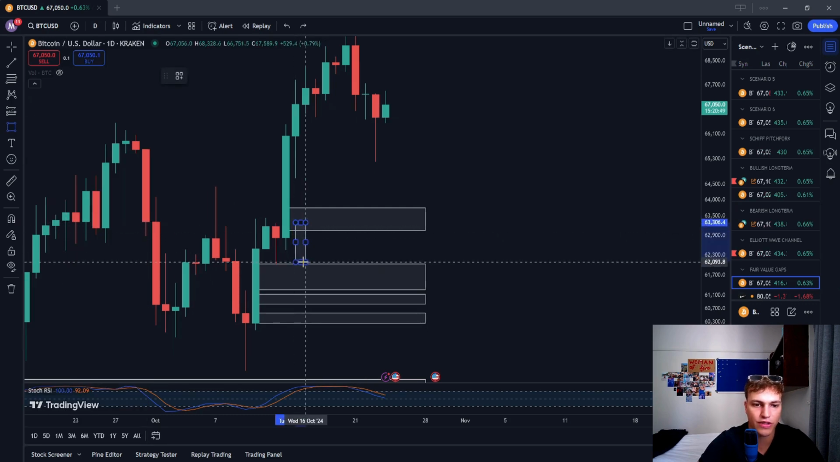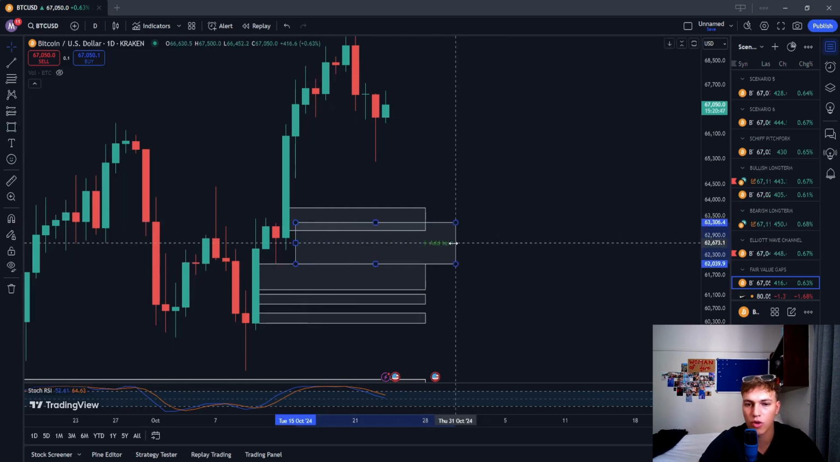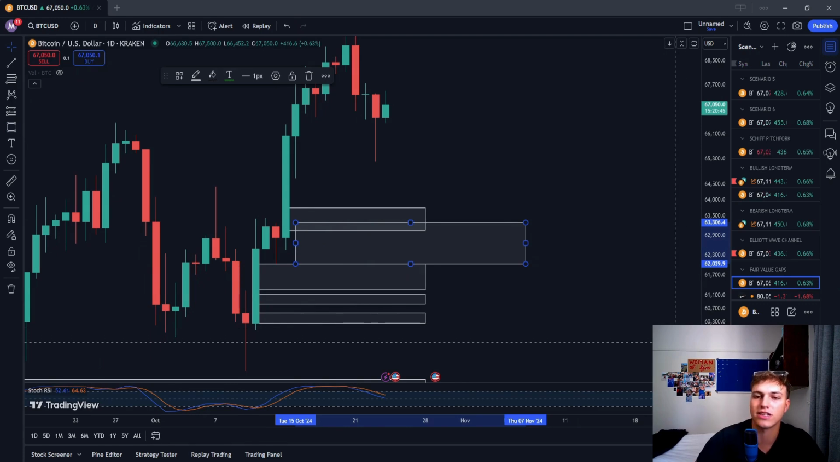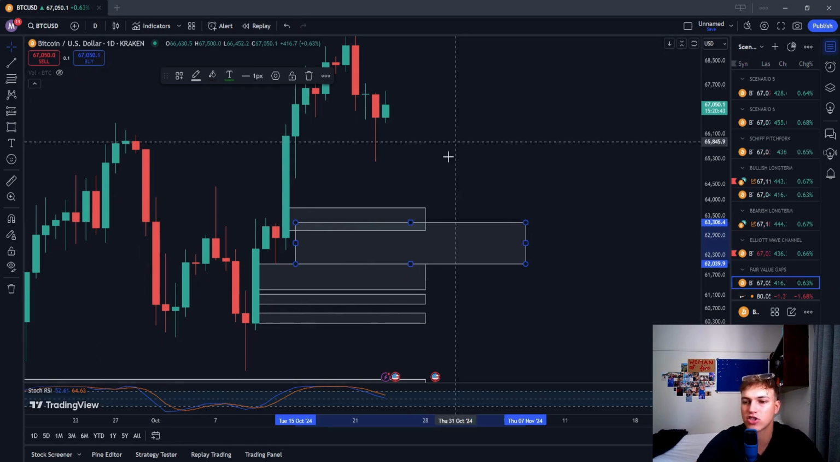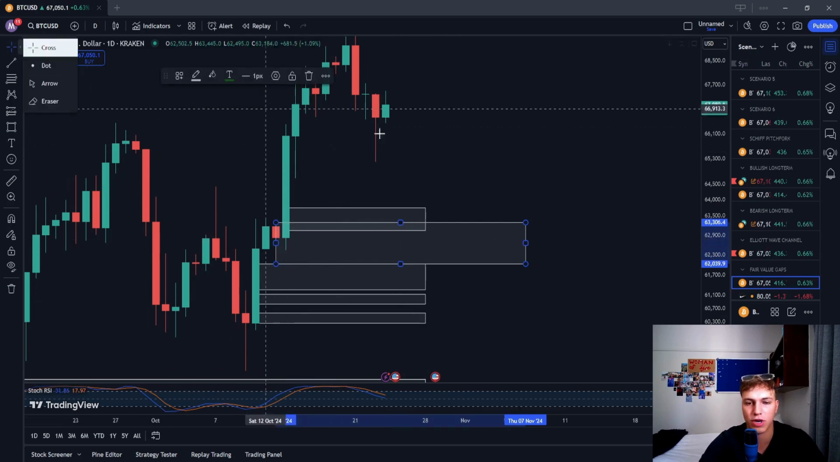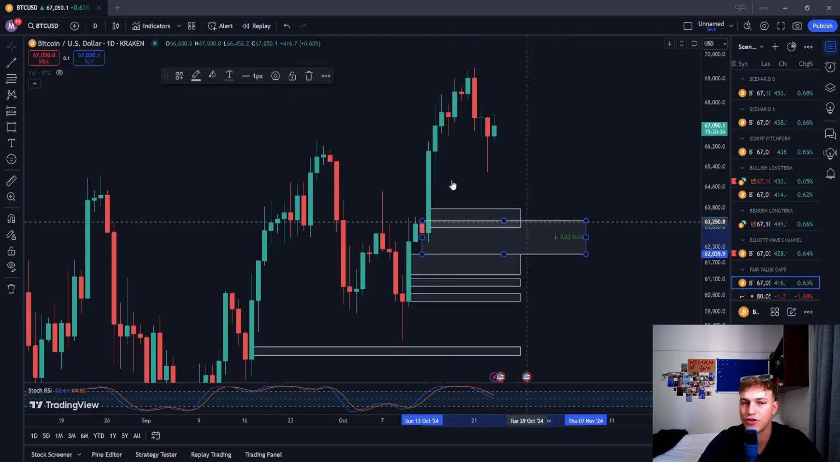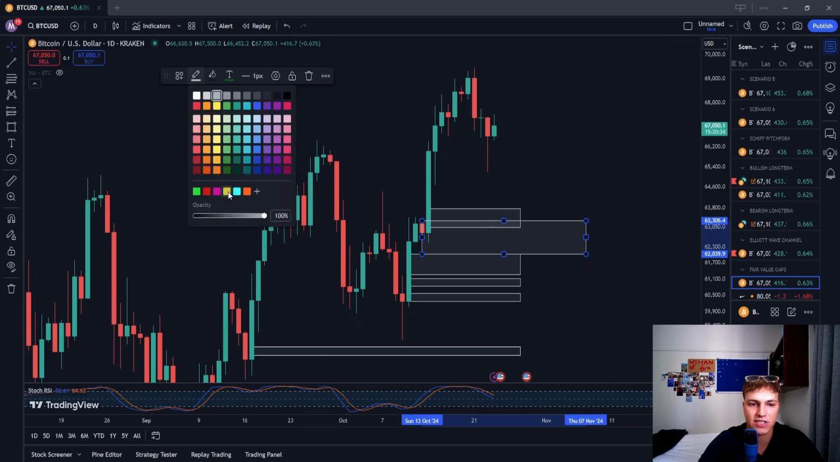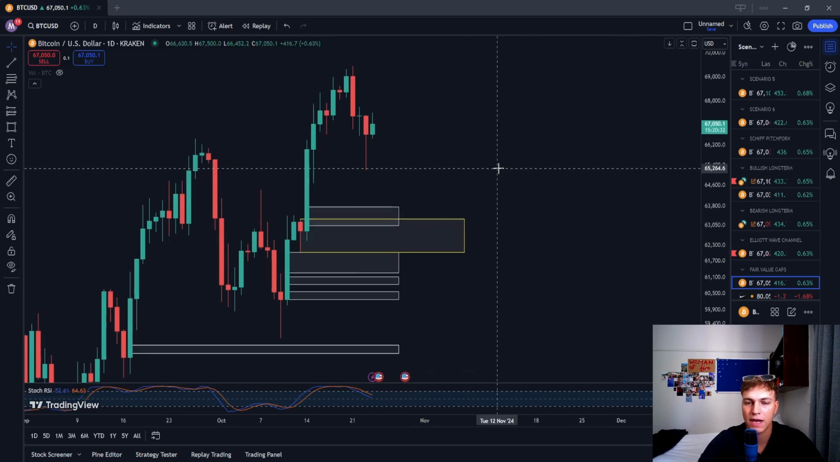So we can mark that off on the chart. So the order block is sitting at 63,306 to 62,039. I do expect price to come down to that area and have a bit of a retest off there.